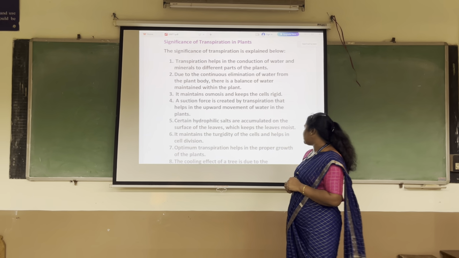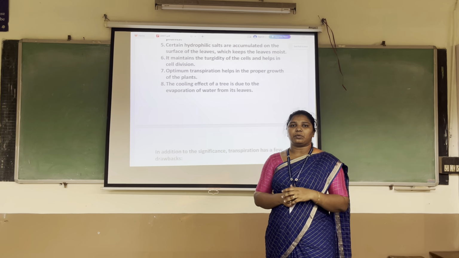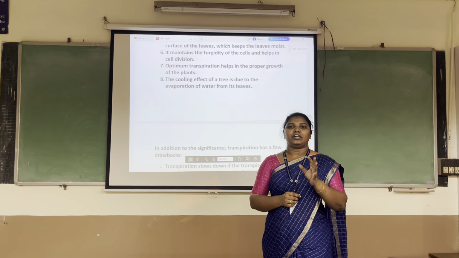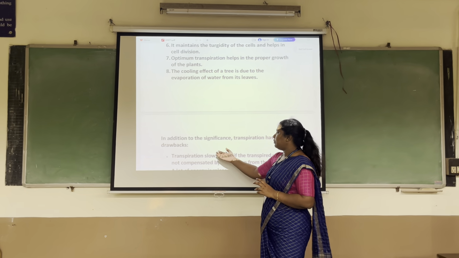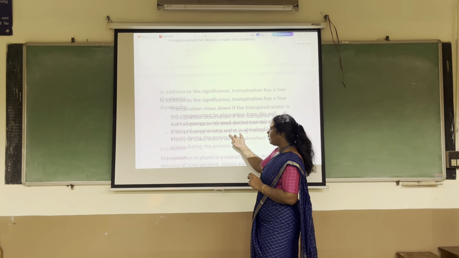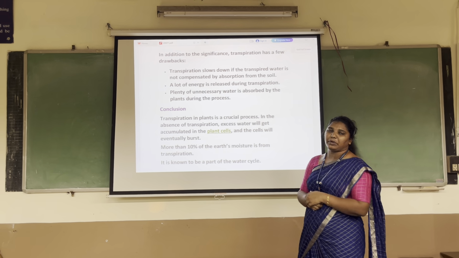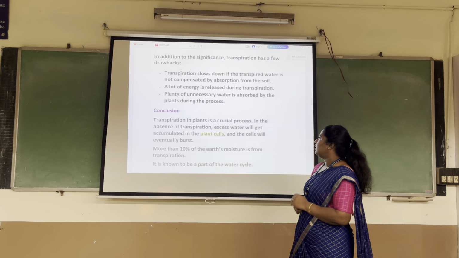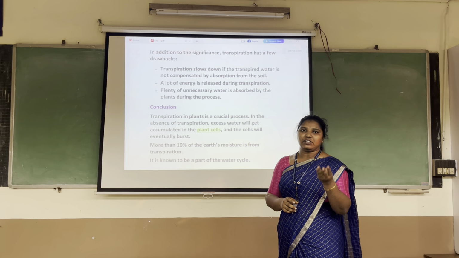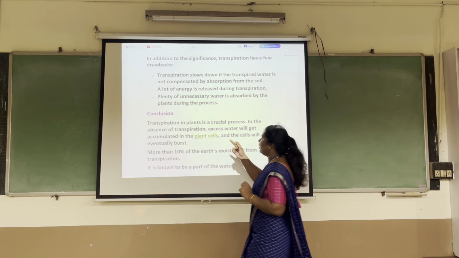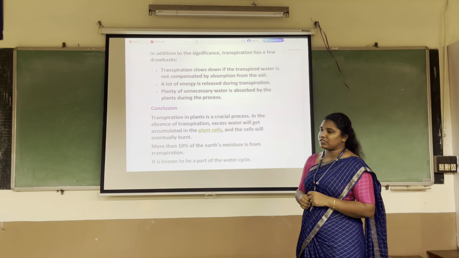Optimum transpiration helps in proper growth of plants. When the plant is not requiring large amounts of water, it tries to store the water inside the cell sac. Again, we have some drawbacks usually. Transpiration slows down if the loss of water is not compensated by absorption from the soil. A lot of energy is released during transpiration. The amount of ATP energy will get decreased automatically. Plenty of unnecessary water is absorbed by the plants during the process.